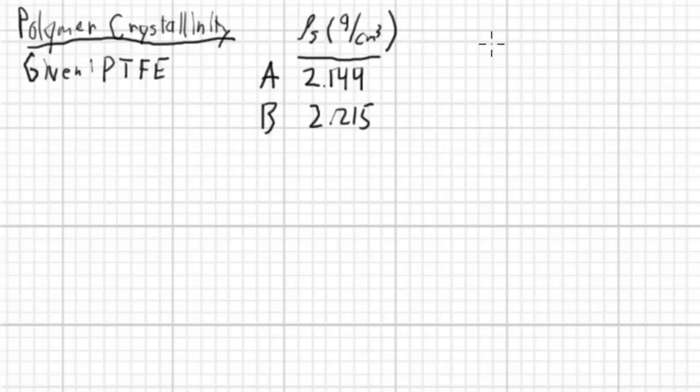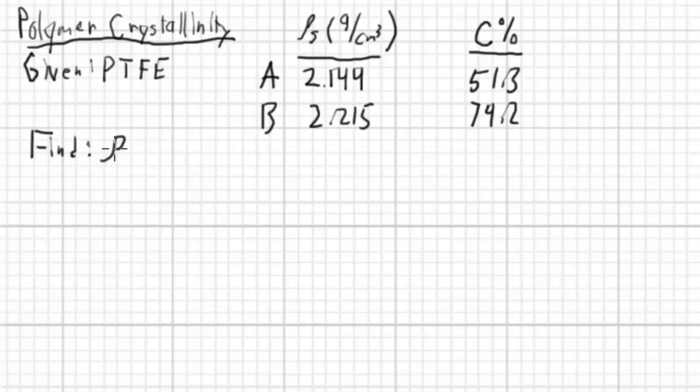And we also can tell that the percent crystallinity of each is 51.3% for A and 74.2% for B. What we want to determine is the density of pure crystalline PTFE and also the density of pure amorphous PTFE.